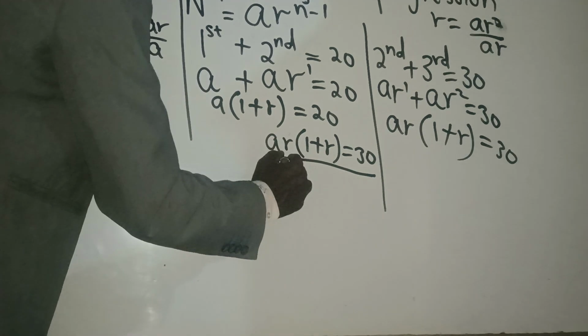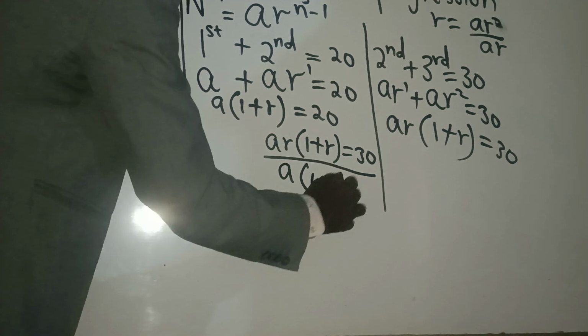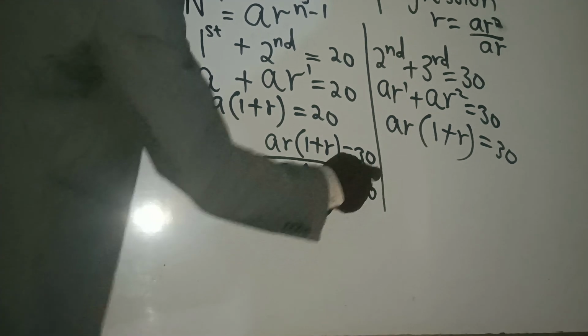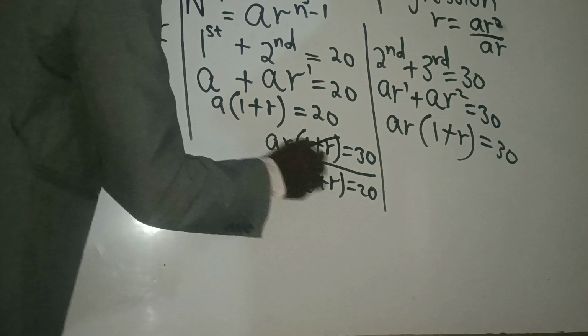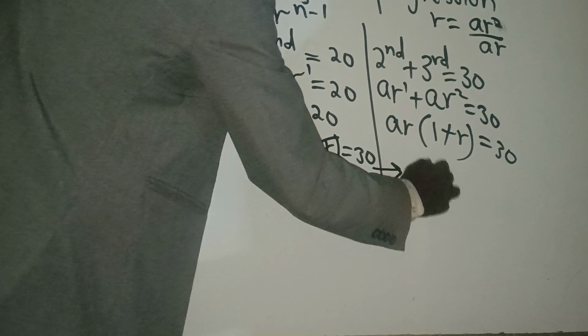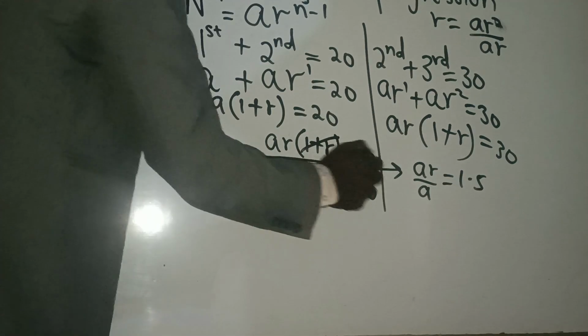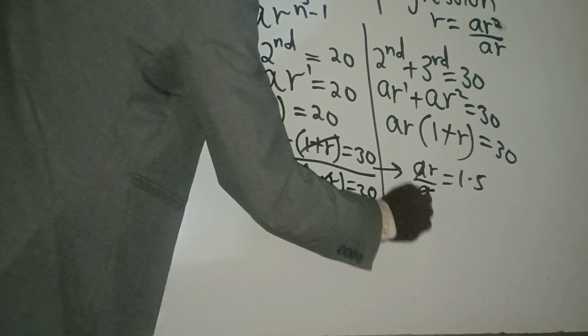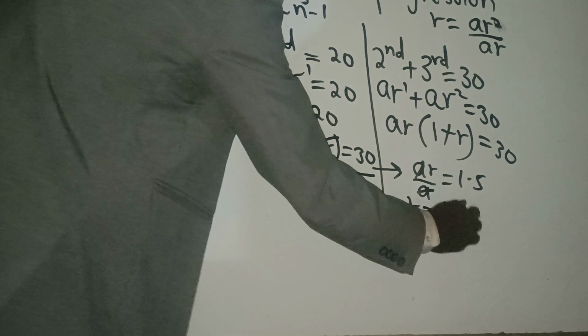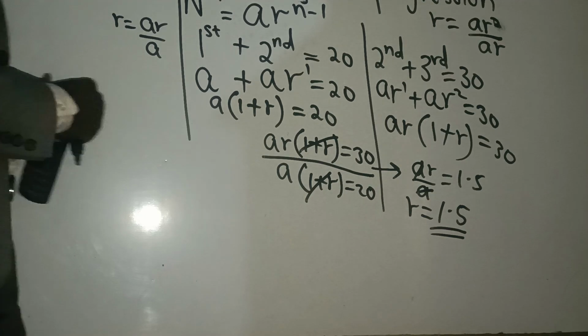So this can be over A into 1 plus R, close the bracket, the answer must be equal to 20. So this and this will disappear. I'll be left with AR over A, which should be equal to 1.5. Why? 30 divided by 20. So this and this will disappear. So my R is equal to 1.5. That becomes our final answer for that question for today.